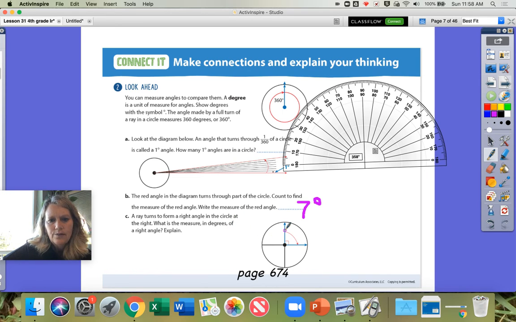A ray turns to form a right angle in the circle at the right. So this ray is going from here to here. What is the measure in degrees of the right angle? Okay, so that's how angles are measured. We have a perfect 90, which is, you can see, 1/4 of a circle. So what's 1/4 of 360?